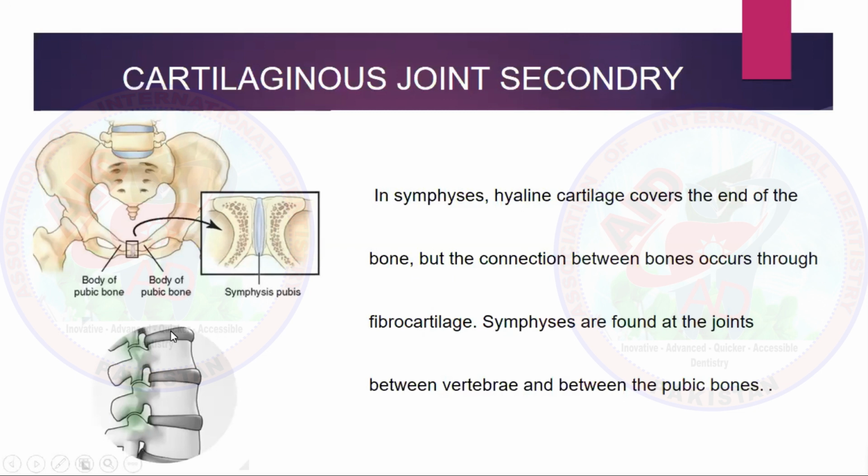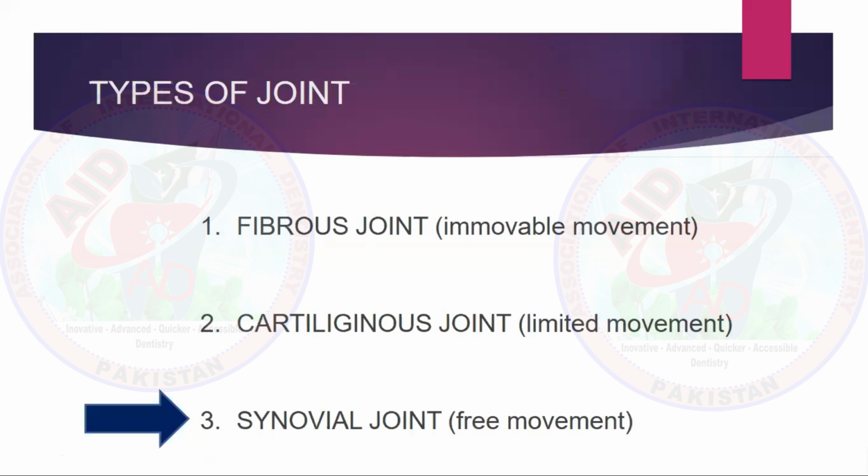And this joint is also very obvious in the case of the vertebrae. There is one disc, the superior part is bone, the inferior part is bone, but when you cut it, you will see in between, the disc center is fibrous to give good flexibility. Ladies and gentlemen, this is the detail of the cartilaginous joint.